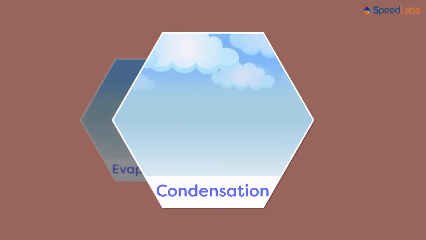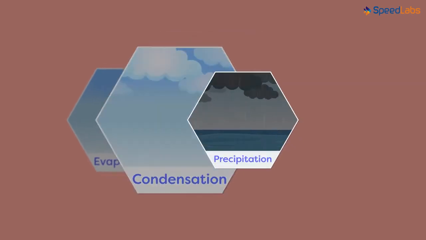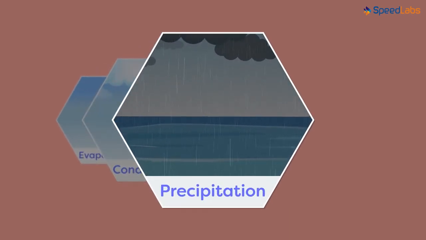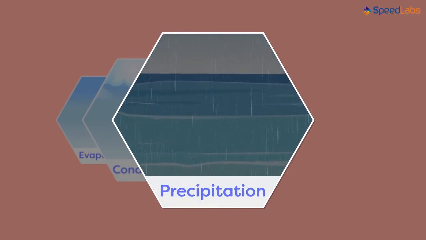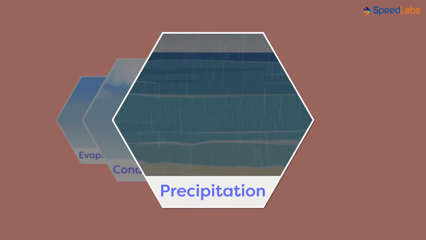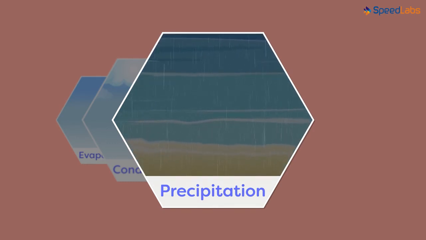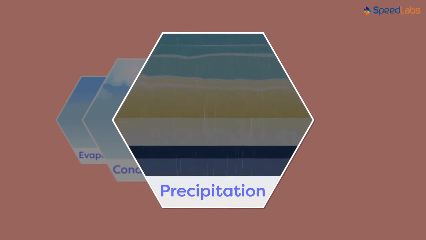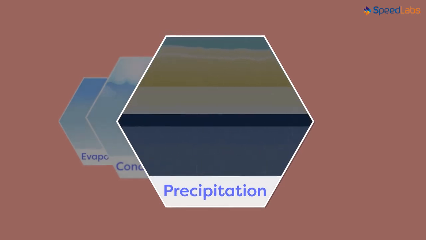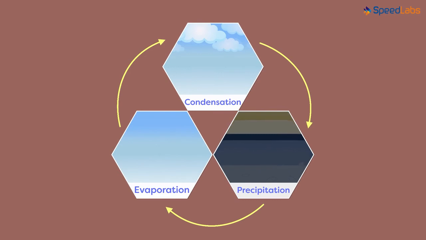Now, when the clouds get saturated with water droplets, they precipitate. That means the clouds pour water onto the Earth's surface in the form of rain, snow, or hail. Thus, the water bodies get filled with water again, and the water that percolates in the ground fills the underground source of water as well. This is how water is brought back to the Earth's surface.